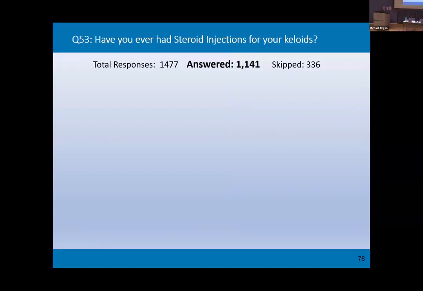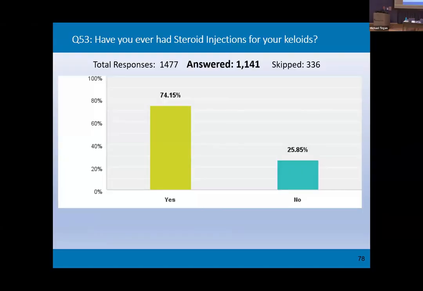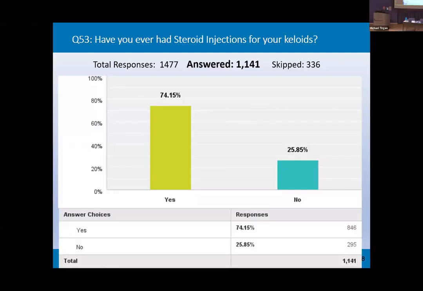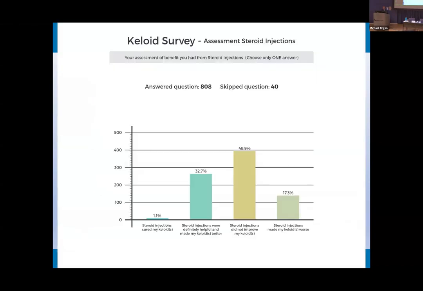We ran a large survey, and at some point later during this meeting, I'll share some information about that with you. About 1,100 patients in this survey had responded, and a large number of them had received steroid injections. That's 846 patients who had received steroid injections. And you ask these patients, how did you respond to steroids?